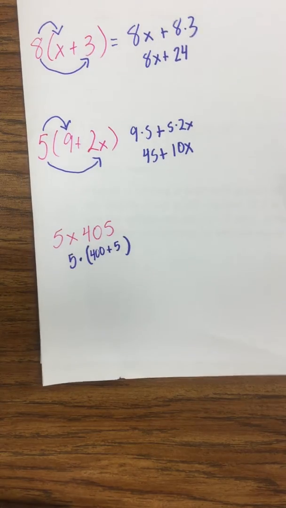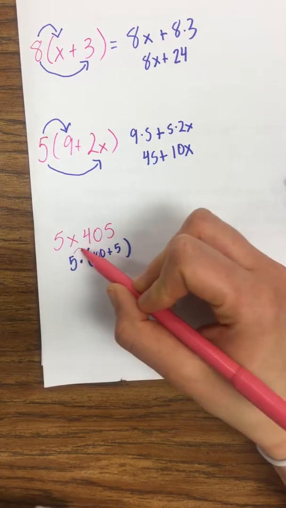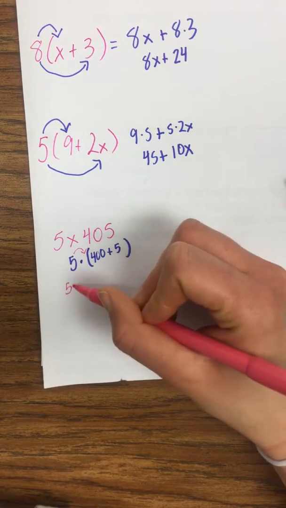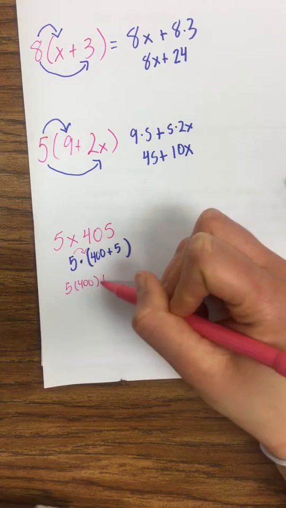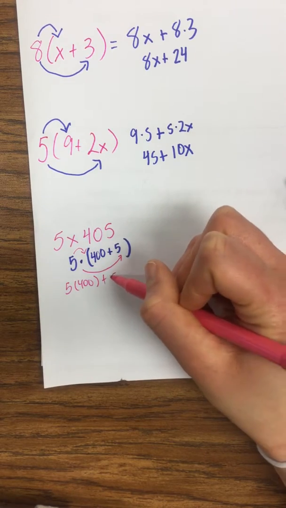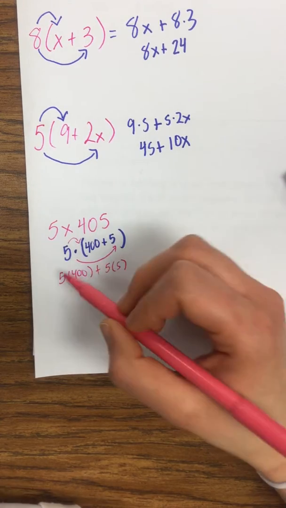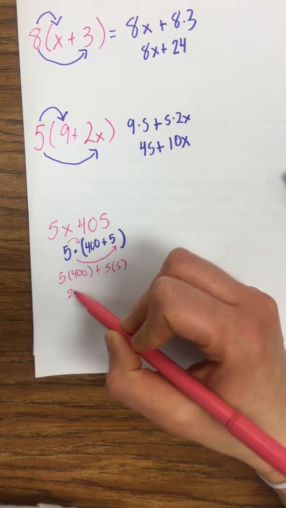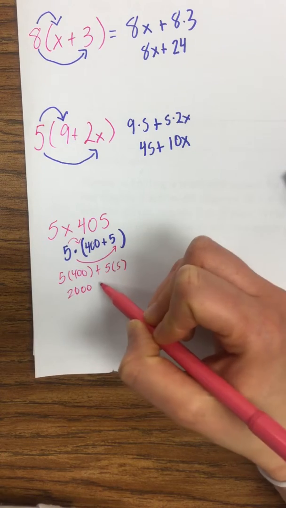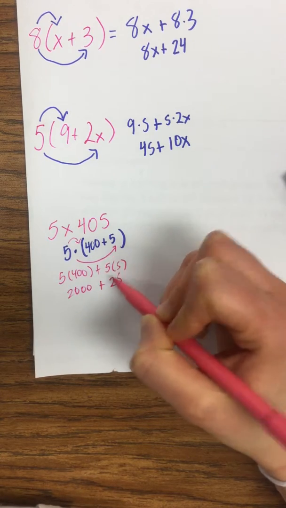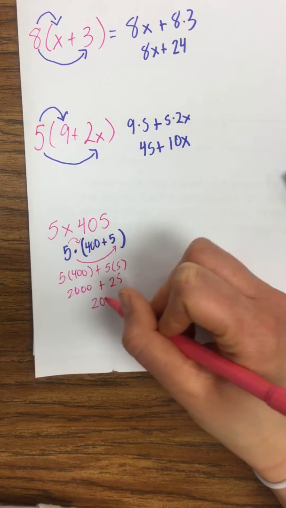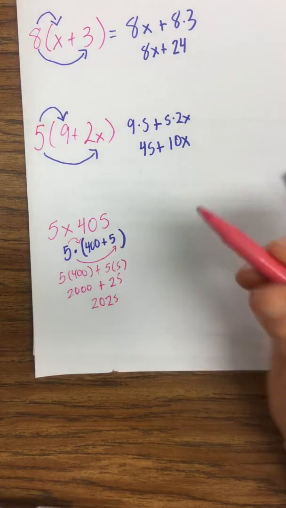From there, I kind of solve it like I did above. 5 times 400 plus 5 times 5. You can solve this mentally, and that's kind of what I ask you to do. We know 5 times 4 is 20, and we add those 2 extra zeros, and 5 times 5 is 25. So my final answer would be 2025.